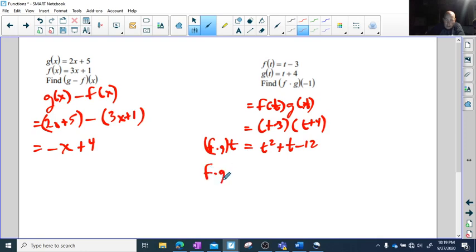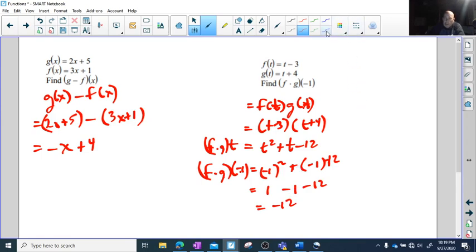And then after you do that, do f dot g evaluated at negative 1, which means put negative 1 now in for the t's. Negative 1 squared plus a negative 1 minus 12, which is 1 minus 1 minus 12, which would be a minus 12.